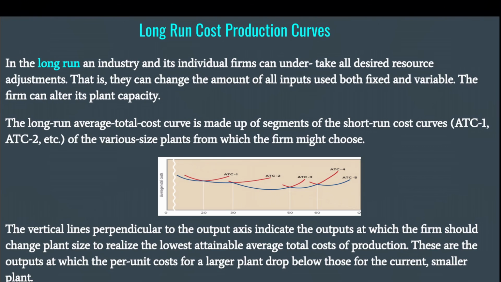The vertical lines perpendicular to the output axis indicate the outputs at which the firm should change plant size to realize the lowest attainable average total cost of production. These are the outputs at which the per unit costs for a larger plant drop below those for the current smaller plant.